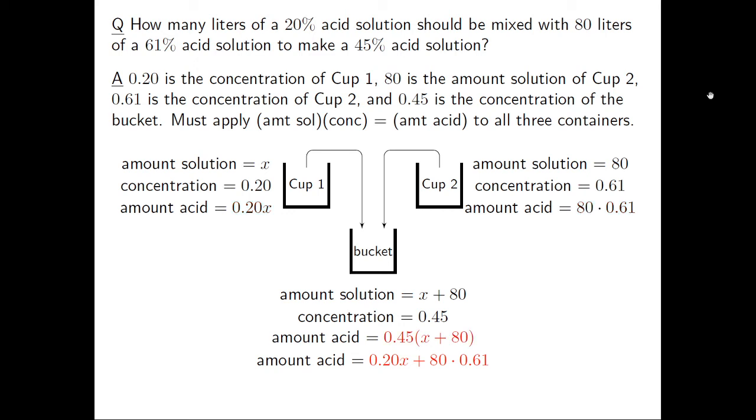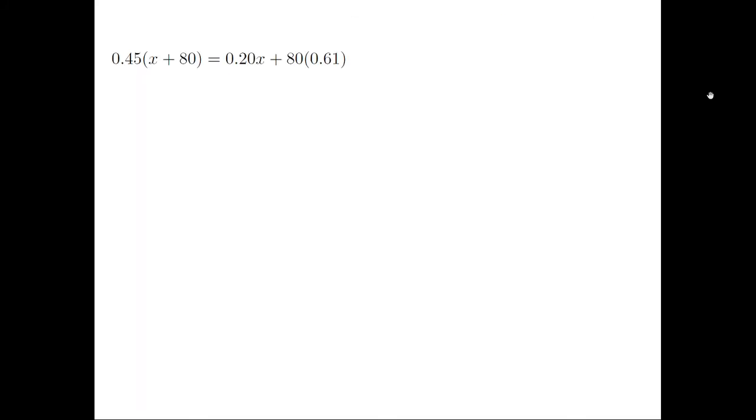So notice at the bottom we actually have the amount of acid for the bucket written in two different looking ways. I say different looking because saying two different ways sounds misleading. These look different, but they are actually the same. And if they're the same, that means we should set these equal to each other, and now we have an equation to solve.